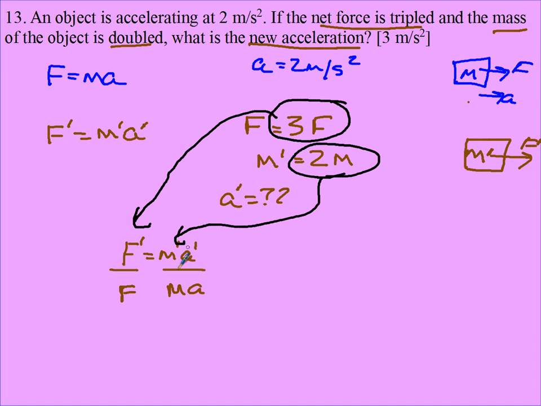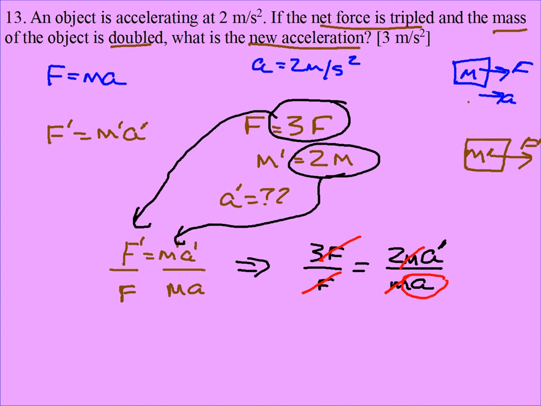Look what happens to this equation. I'm going to rewrite the equation here. F prime is 3F divided by F equals, and I'm going to leave ma down here. m prime is 2m, and I'm multiplying by a prime. Look what just happened. Now I've got a ratio set up where my forces cancel, my masses cancel, and I'm left with an equation in a and a prime.